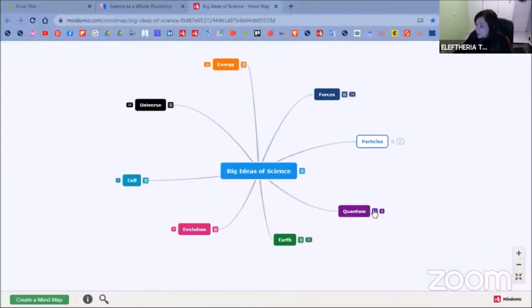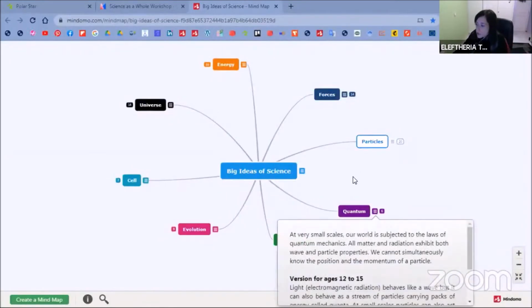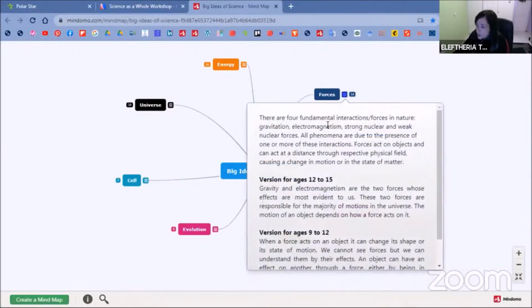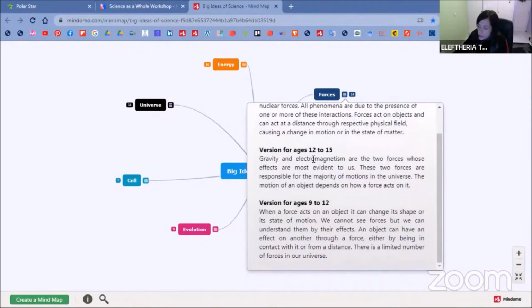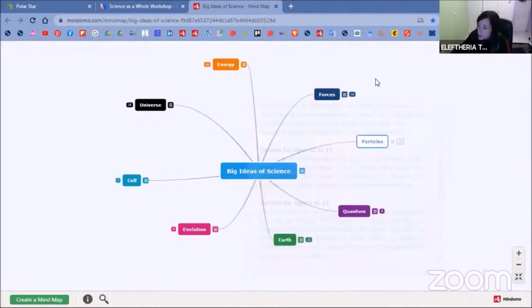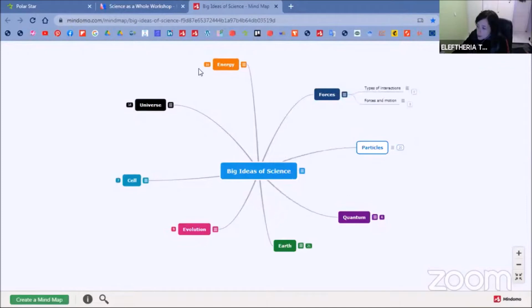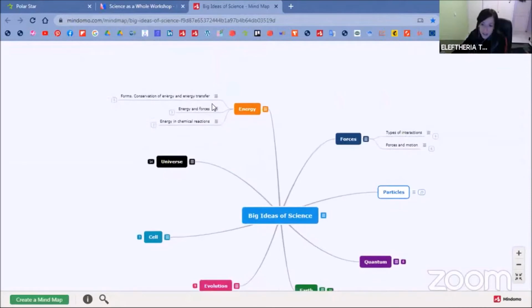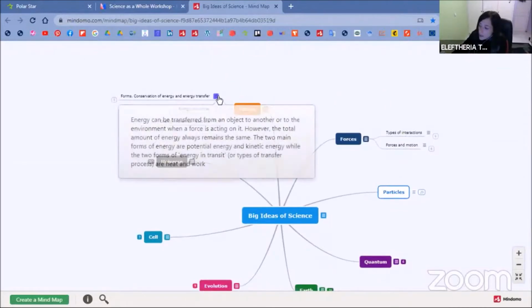So this is our science map. We have here the 8 big ideas of science. For each of the big ideas, we have the description of the big idea and an additional version for younger students. We have a version for middle school and one for primary school. And if you click on each of these big ideas, you will see that it's broken into a few more. So this is what we call the intermediate ideas. And again, we have an explanation for each of them.